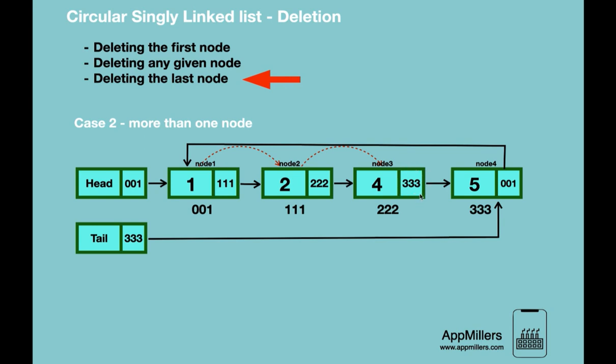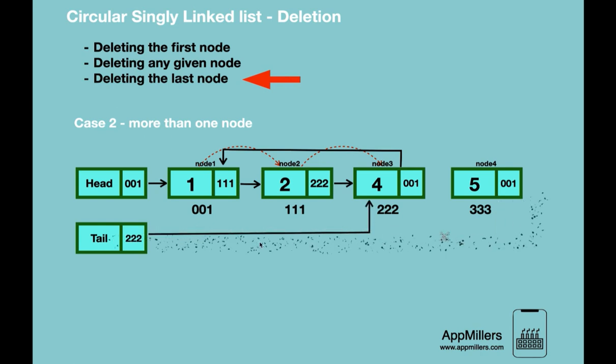So we know that the physical location of first node over here is 001. So by setting this to 001, it creates a link between node 3 and node 1, and these links over here get deleted. So the link between node 3 and node 4 is deleted. The link between node 4 and the first node is deleted. So the next step over here, we need to change the tail reference to point to node 3, which is the node before the last node. So by updating the reference of tail over here, we are creating a link between tail and node 3, and the link between tail and node 4 gets deleted.